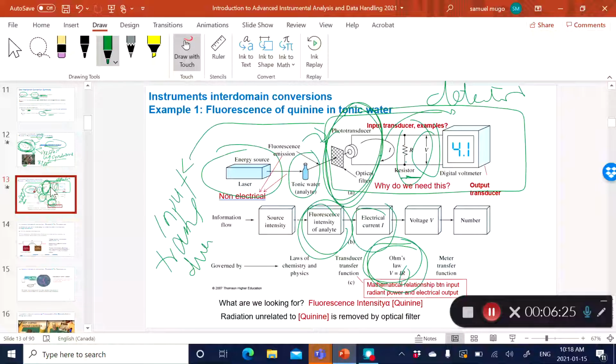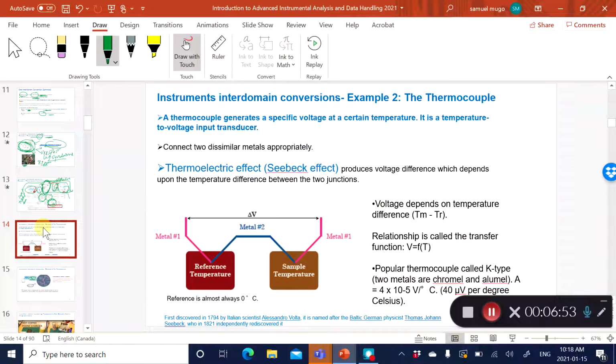It's a linear relationship. And then after that, you've got an output transducer that converts, in this case, an electrical domain voltage, and it converts it into a digit that an analyst can easily read. So I think you've seen the process for the input transducer and the output transducer in that case. Maybe another interesting example to consider for you to see these interdomain conversions within instruments is a thermocouple.